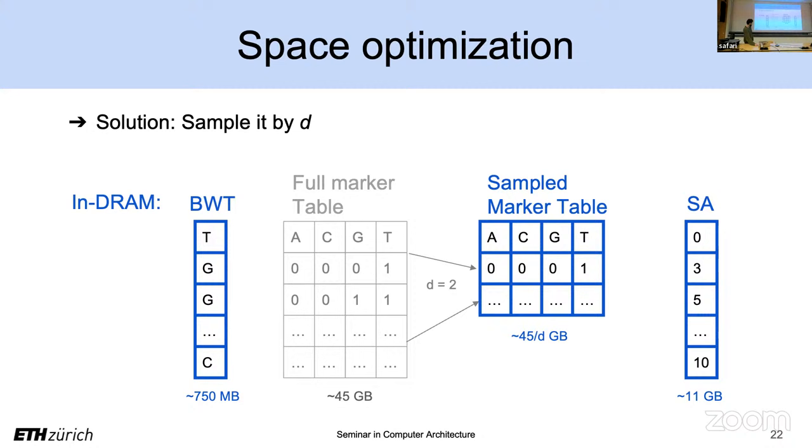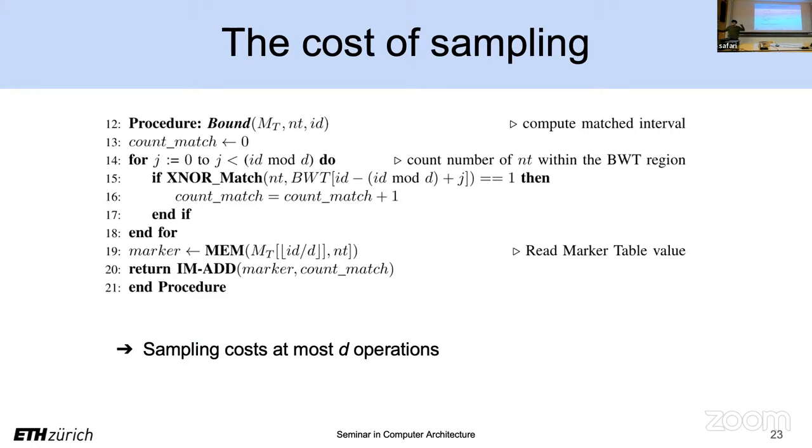Exactly. But now what I told you just before, that the algorithm was very simple because it was just a memory lookup. It could be that we didn't sample this row we are interested in. So we don't have this information anymore. And that's basically a problem, and that has a cost. So we'll say this is basically the cost of sampling. And so we have to recompute this information that we lost in sampling. And this is up to D operations because we sampled by D.